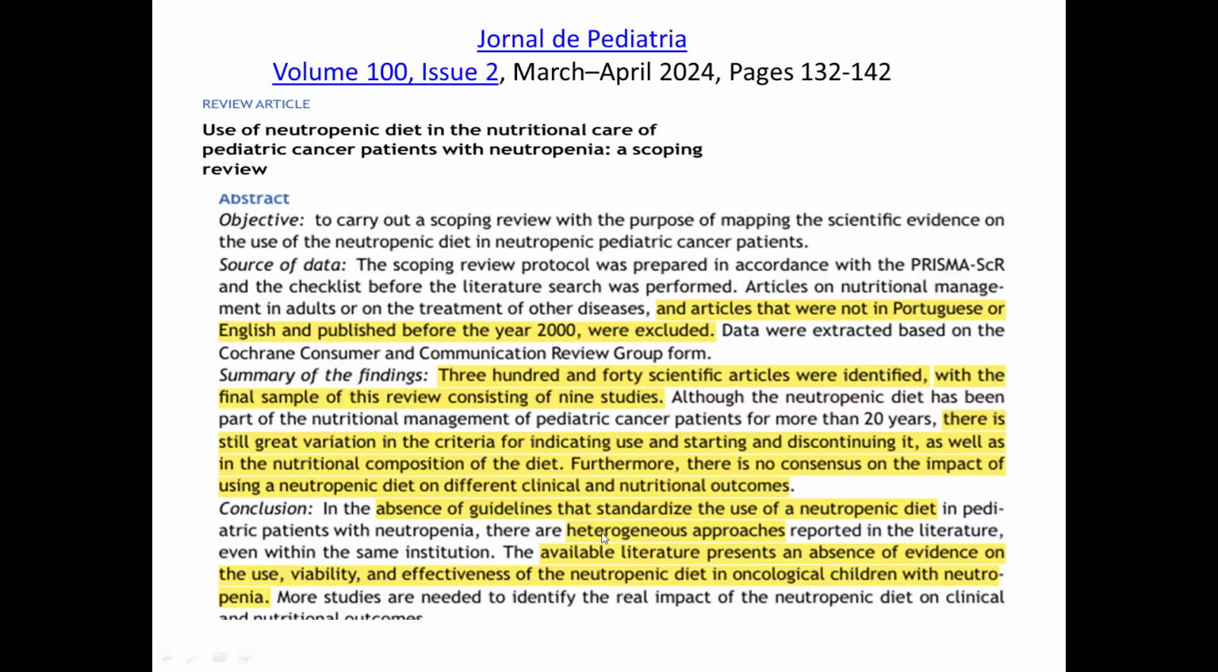So the conclusion was, in the absence of guidelines that standardize the use of neutropenic diet, and because of heterogeneous approaches, the available literature presents an absence of evidence on the use, viability and effectiveness of neutropenic diets in oncologic children with neutropenia. So I think across the world this is being well accepted, and the role of neutropenic diet is kind of dwindling.